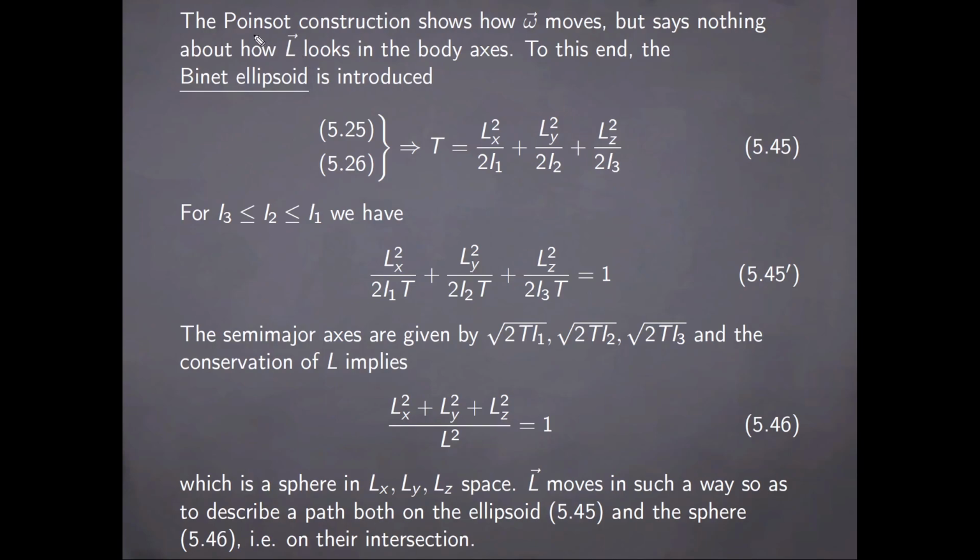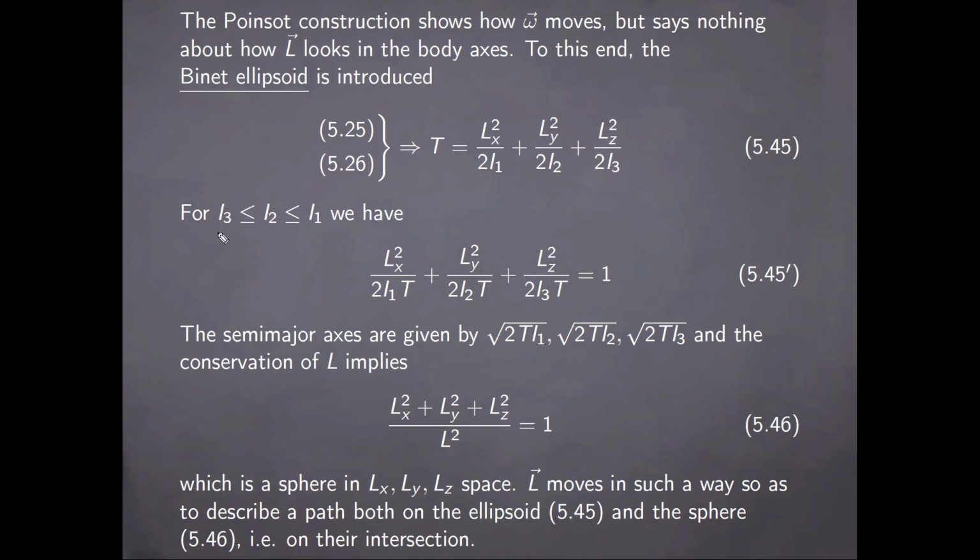Now, the Poinsot construction shows how the angular velocity moves, but says nothing about how the angular momentum looks in the body axis. To this end, we need to introduce another structure, which is the Binet ellipsoid. That follows from equations 525 and 526, as shown here. So it involves the kinetic energy written as a sum of three terms, which are the squared components of the angular momentum divided by twice the corresponding principal moments of inertia.